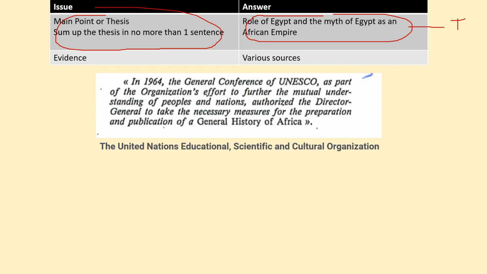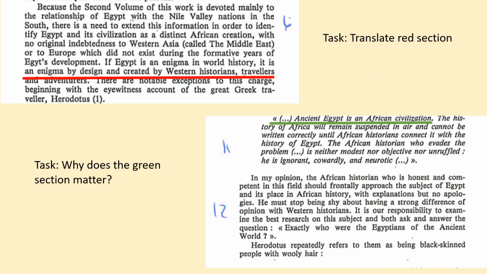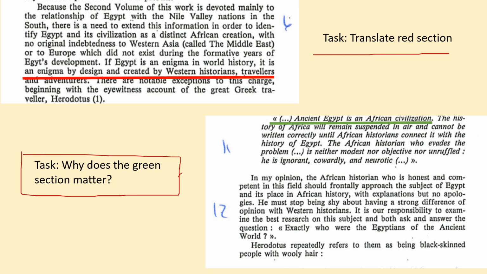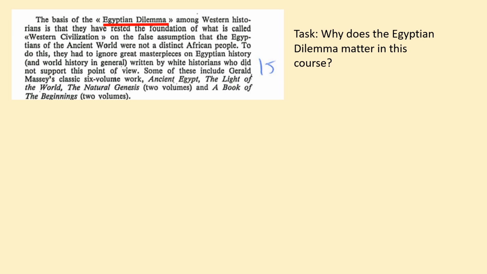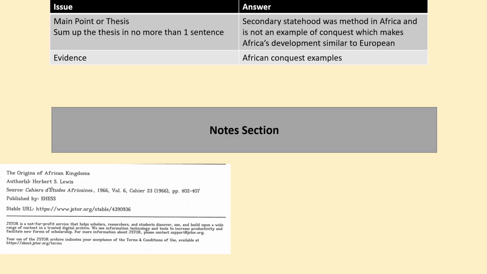Now we're going to look at whatever the task is. You're going to translate the red section and then focus on why the green section here matters. Why does the Egyptian dilemma matter in this course? We have looked at the argument of the dark continent several times, so we're kind of coming back to that particular point here. Now we're transitioning to the next article, which is the origin of African kingdoms.